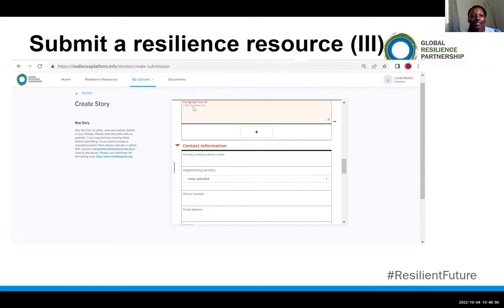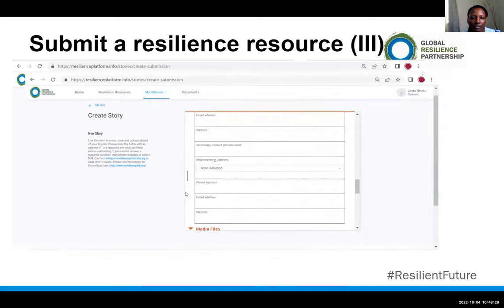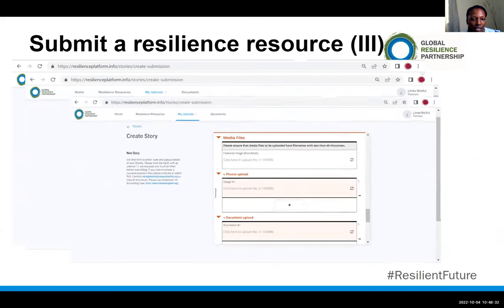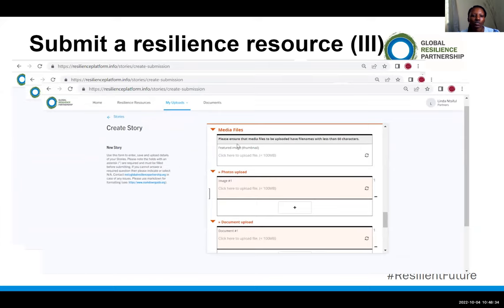And again, just to remind you to just take note of the 2000 character limit so that your text is not truncated when you're building your story. Okay, so moving forward, then you can provide the contact information of the authors. If you happen to be the author, you can provide your information, and then you can proceed with providing media files. So if you have media files linked to your story, then you can upload them as well in the form of photos, documents, or videos, and thumbnails.